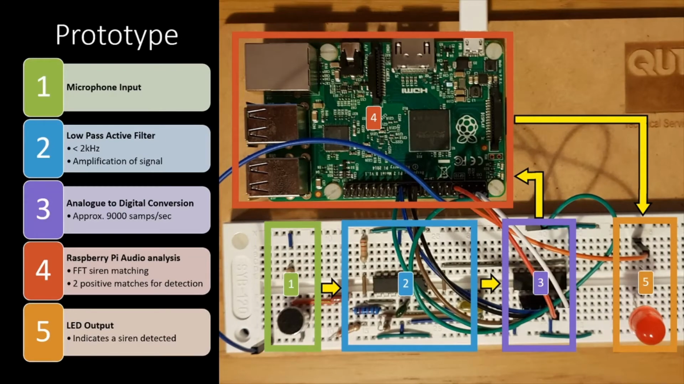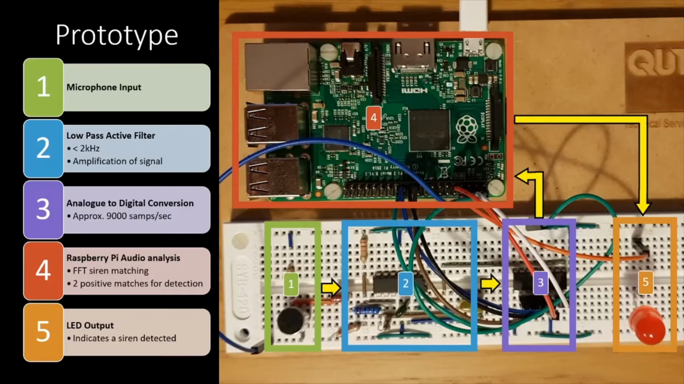Thanks, Braden. On this slide is a photo of the prototype with its subsystems broken down. First, audio is captured via the microphone in block 1. The audio is filtered for less than 2 kHz and amplified in block 2. The analog signal is digitized in the ADC in block 3, and then the Raspberry Pi samples this and processes the digital audio through Fourier transforms and peak detection in block 4. If it identifies 2 consecutive matches, it sends an output to the LED in block 5.